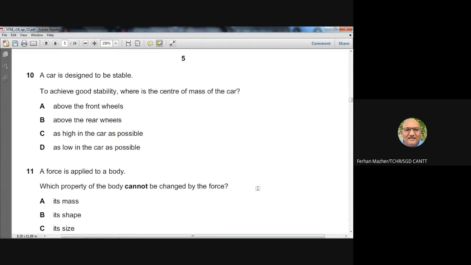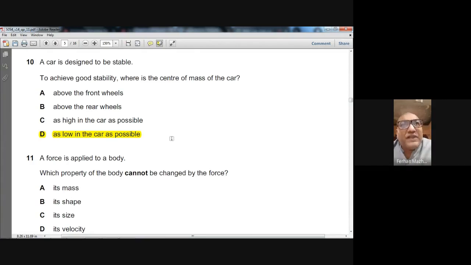A car is designed to be stable. To achieve good stability, where is the center of mass of the car? The center of mass of the car should be as low as it can be. So it says as low in the car as possible. So D is the choice. Above the front wheels, above the rear wheels, as high in the car as possible, as low in the car as possible. D is the right option. The center of mass should be very low, then the thing will become very stable.